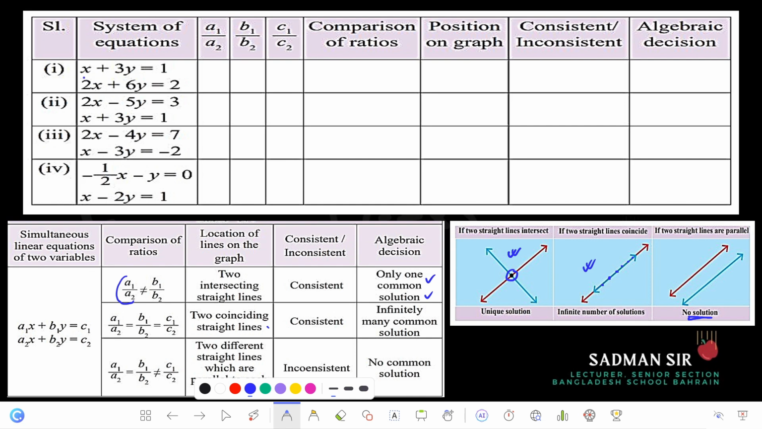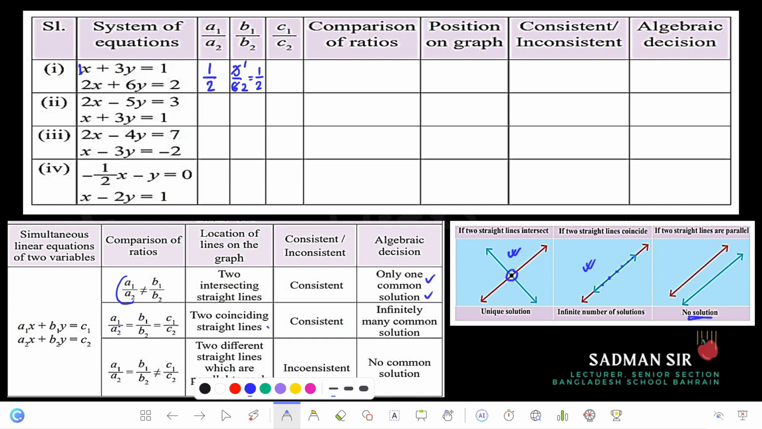So for this equation, the coefficient of x here is 1. Whenever no number is written, the coefficient is 1, and here the coefficient is 2. So this is a1 and this is a2. So a1 by a2 means here 1 by 2. Then here the coefficient of y is 3 by 6, right? But remember, this can be reduced. 3 ones are 3, 3 twos are 6. So it is actually 1 by 2, right?